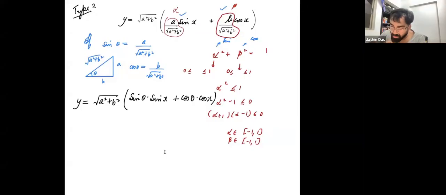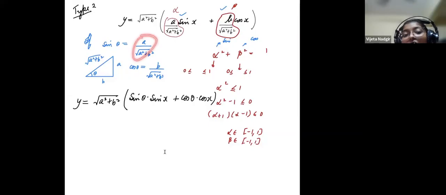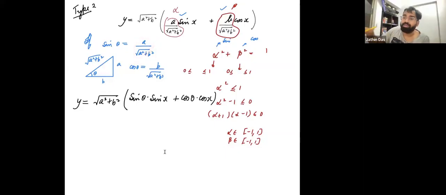Root of sin theta, why? Because it's directly alpha, this is sin square theta, but you considered alpha. Okay, okay. That is just to tell you that. That's all.